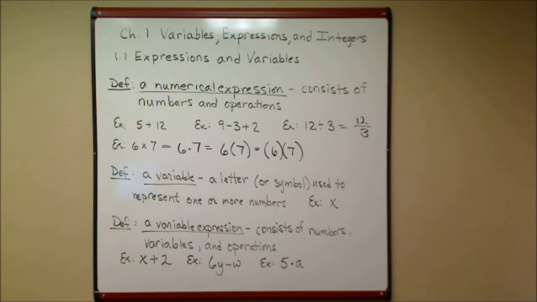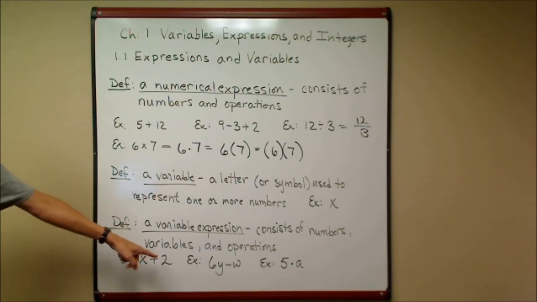Now, if we combine these two ideas together, we have a third definition, which is a variable expression. It consists of numbers, variables, and operations. And as you can see, I have three examples down here. The first one, x plus 2. x is your variable. It represents a number. It could represent the number 5. It could represent the number 10. But in this case, we don't know what it represents. We use it just to show that unknown, x plus 2.